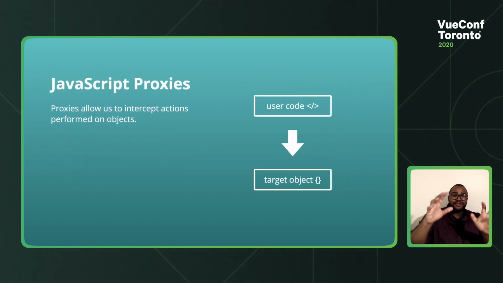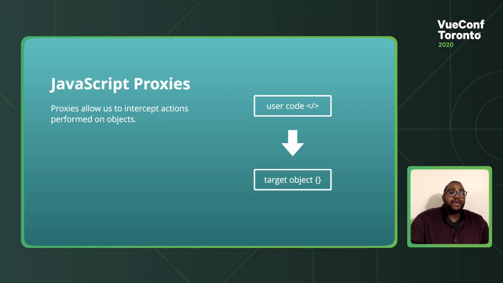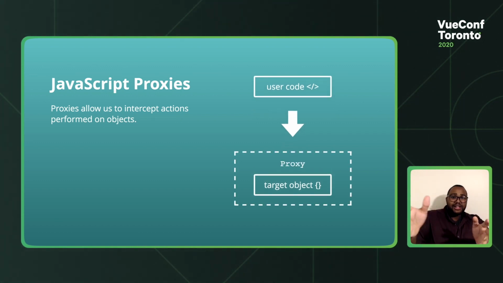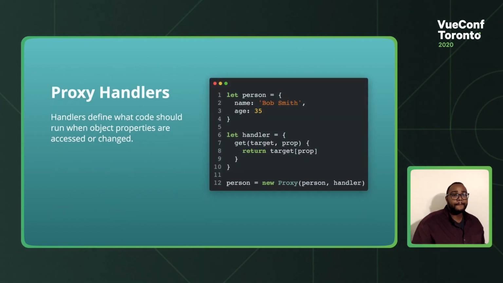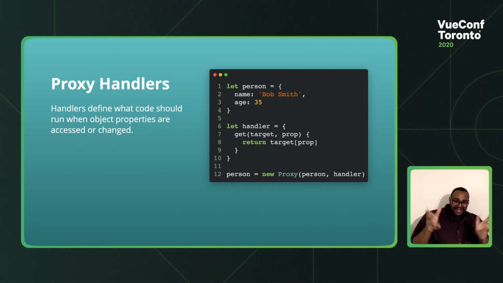And in JavaScript, ES6 gave us proxies. And if you've never used proxies before, you're in for an absolute treat. So with proxies in JavaScript, we can use them to wrap an object. And so if you take a look here, you've got your user code that's normally accessing a regular object. And with a proxy, we can intercept everything that happens. Whether you're getting a value, you're setting a value, we can take a look at it. And we do this through handlers.